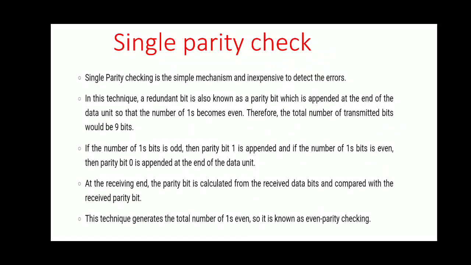If the number of one bits is odd, then parity bit 1 is appended, and if the number of one bits is even, then parity bit 0 is appended at the end of the data unit. At the receiving end, the parity bit is calculated from the received data bits and compared with the received parity bit. This technique makes the total number of ones even, so it is known as even parity checking. This is about single parity check.